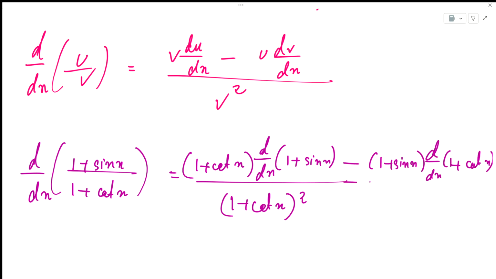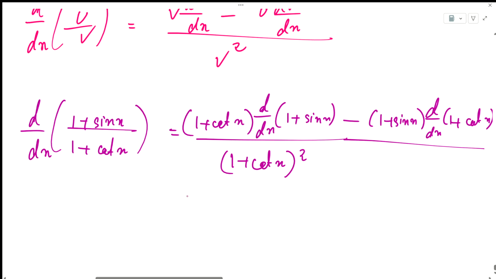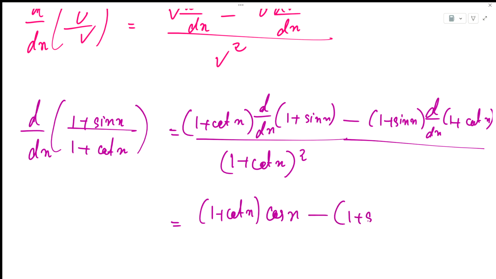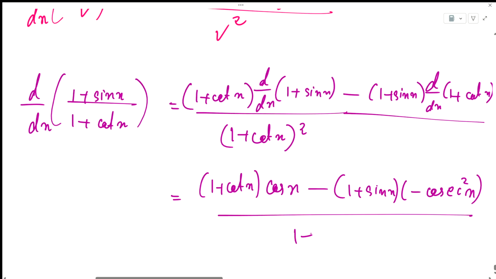So you see, I'm going to write 1 plus cot x, then d by dx of 1 plus sin x is simply cos x. d by dx of cot x is simply minus cosec square x. And on the bottom I have 1 plus cot x, squared. You please do the simplification. You can open up the brackets and solve.